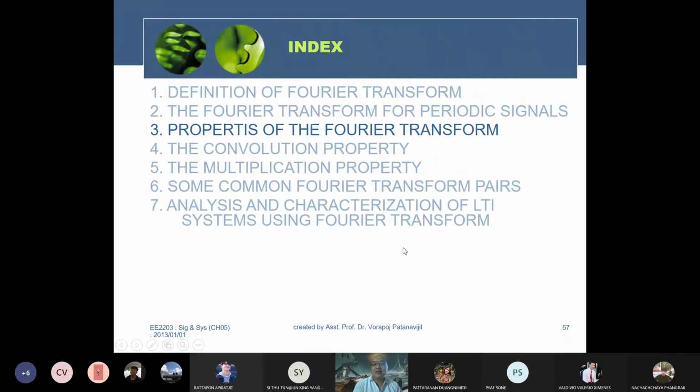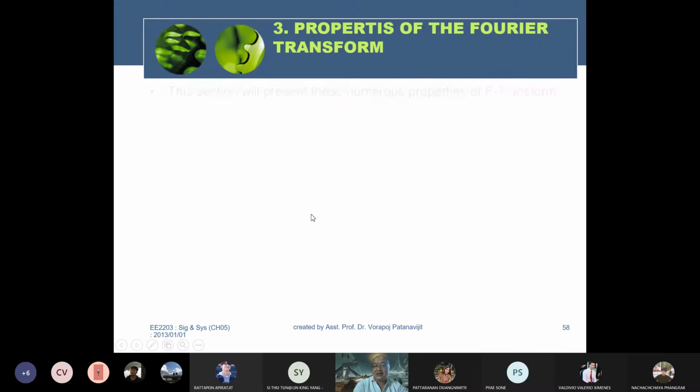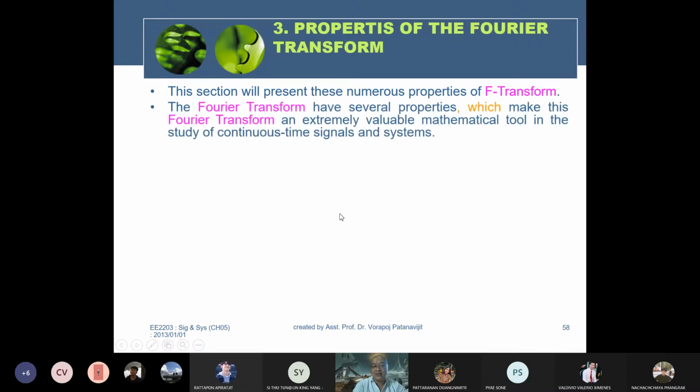Next one. In the first section, we taught you about the Fourier transform for a periodic signal. In the second one, I taught you the Fourier transform for aperiodic signals. Now you know that the Fourier transform is a unified framework that can apply to periodic and aperiodic signals. What we discuss here is the properties of the Fourier transform. This section will present numerous properties of the Fourier transform. The Fourier transform has several properties which make it an extremely valuable mathematical tool in the study of continuous-time signals and systems.